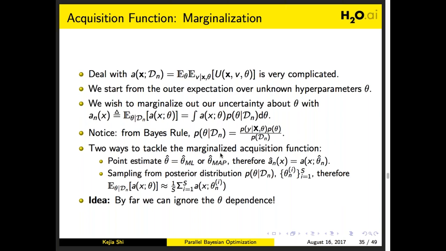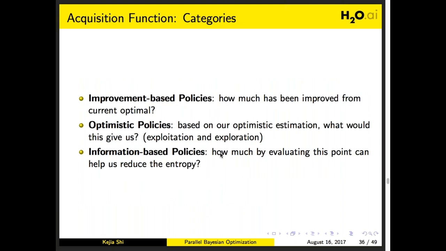So what kind of acquisition functions are we going to choose? There are three main categories. The first one is improvement-based policies. The second one is optimistic policies. And the third one, which is the most recent one, is the information-based policies.